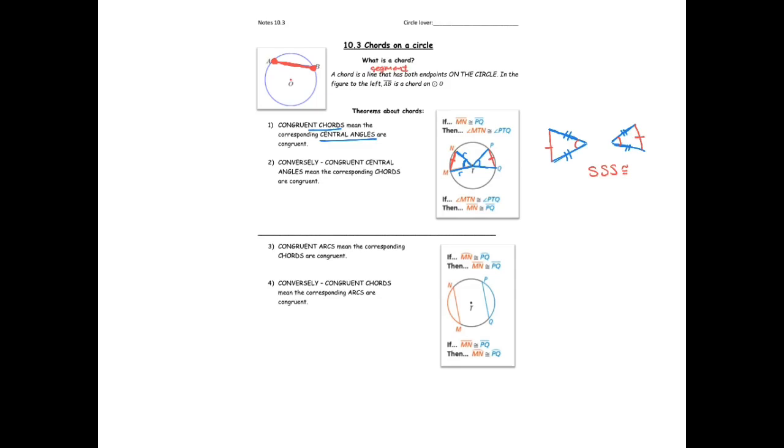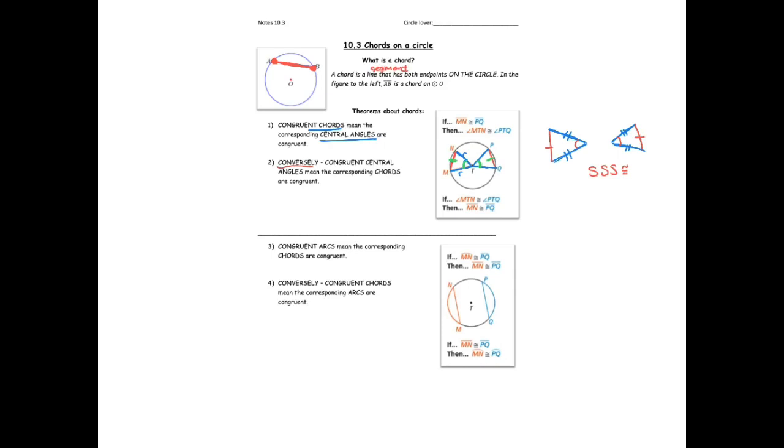And then conversely, which means flip it around, if the central angles are congruent, then the corresponding chords are congruent. Boom! So it goes both ways. It says, hey, these angles are congruent. So if those angles match up, then the chords that go along with them match up too. So no big deal there, just some matching stuff.